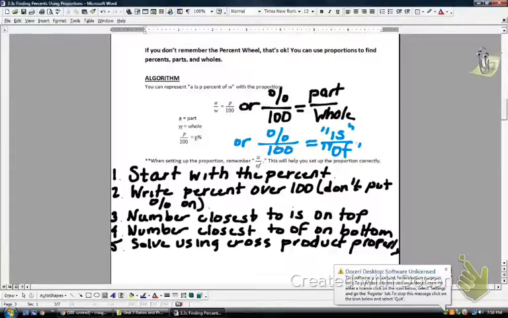Okay, so after you write the number closest to is and the number closest to of, then you're going to solve using the cross product property, and we've done a lot of those. So there's your algorithm. Make sure that you get it written down, and then let's look at our first example.